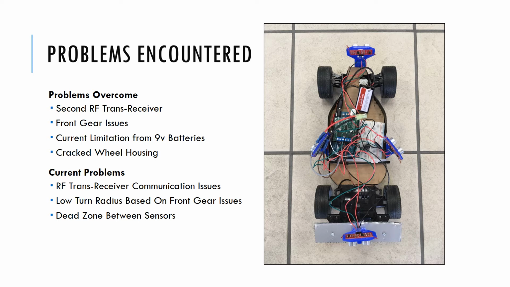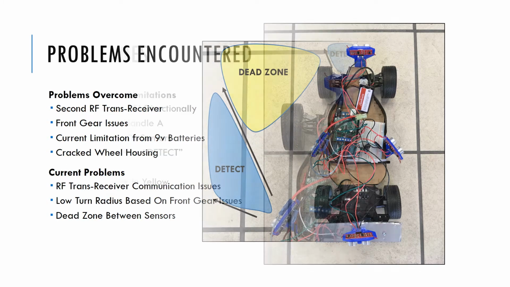We also have some current problems that we're trying to work through. The one transceiver we are using occasionally loses communication, so sometimes communication is dropped and the car acts out. There's also a low turn radius due to the front gear issues on the car, and there is a dead zone between the sensors, as Chris will talk about on the next slide.